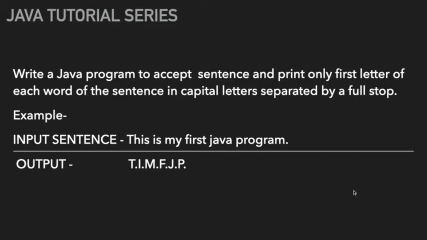The program is: write a Java program to accept a sentence and print only the first letter of each word of the sentence in capital letter, separated by a full stop. For example, let's say we input the sentence "this is my first Java program". The output will be the first letter of each word, like T capital. If it is already capital, it will be printed in capital, otherwise it will be changed to capital. Then I, then M, F, J capital, and finally P capital for program. So we will go straight to that program and see how we can do it.